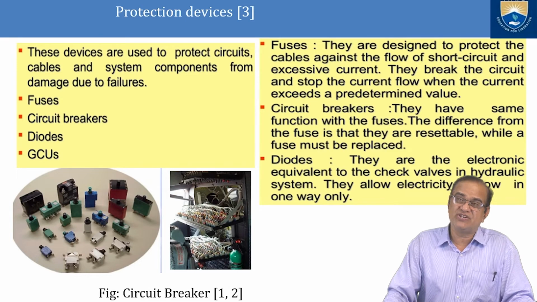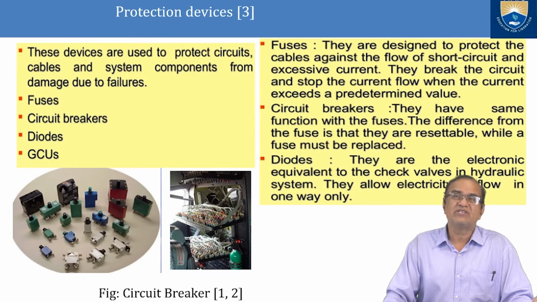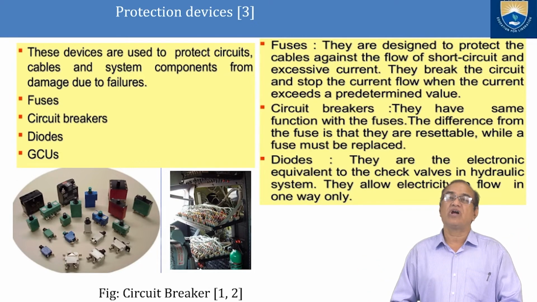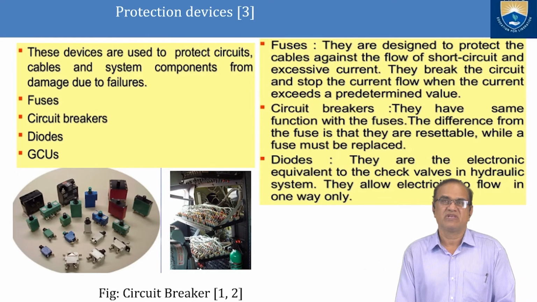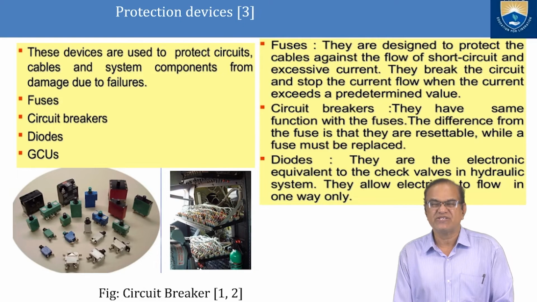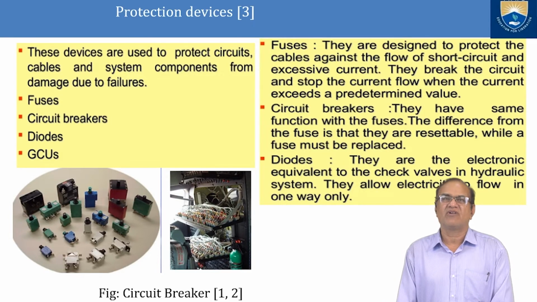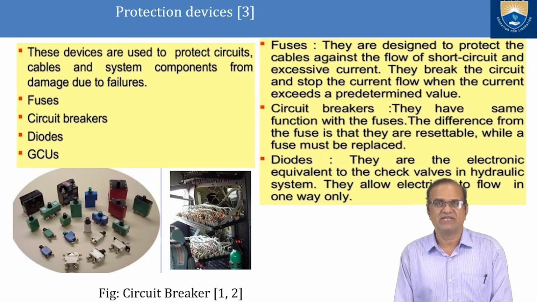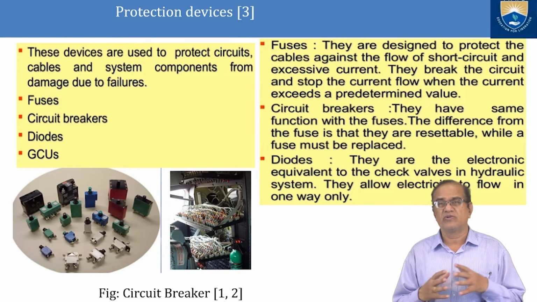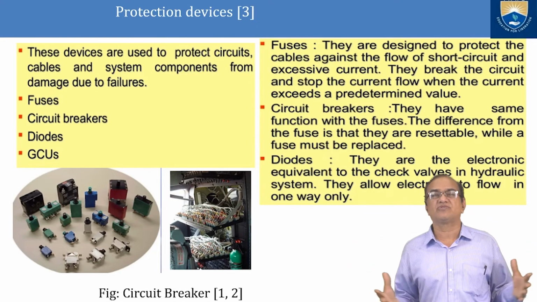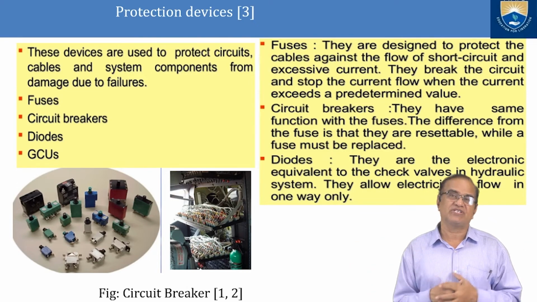So we have discussed generation, control, and all. Now how to protect the system? Our electrical system should not get burned. So we need the protection system and the protection devices. These devices are used to protect circuits, cables, and the system components from damage due to failure. So if your systems fail or there is a short circuit, other systems should not burn. So we need some protection devices.